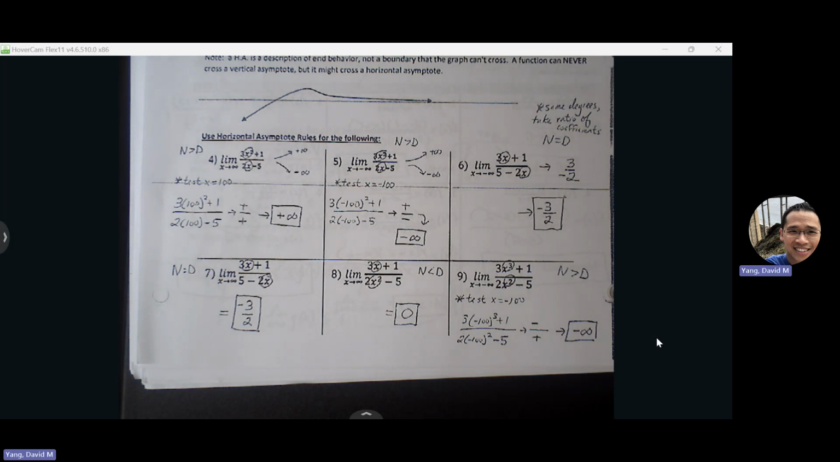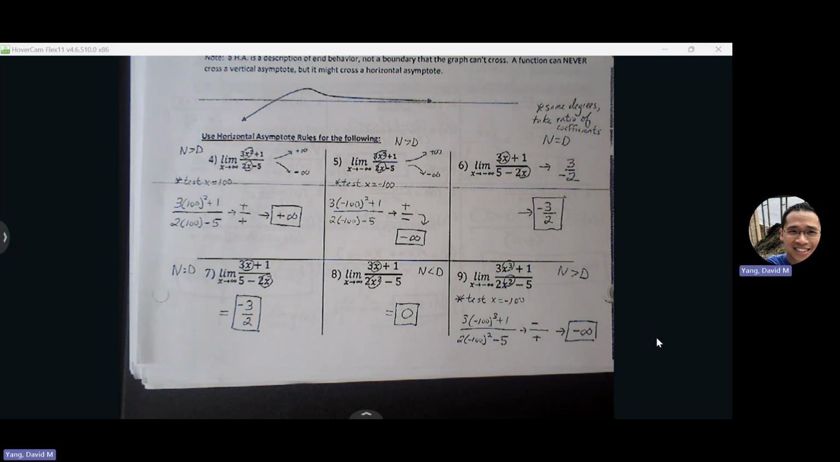Number 6, my degrees are the same. So I'm just taking the ratio of the coefficients. 3 over negative 2 is negative 3/2. It doesn't matter that I'm going towards negative infinity. That's not going to change how I do my ratio. My ratio will be the same regardless if I'm headed towards positive or negative. There's only one asymptote. Okay? It's going to be the same on both sides. Number 7, just to highlight that there are no difference if my degrees are the same. If it's positive infinity, it's negative 3/2. If it's negative infinity, it's also negative 3/2.